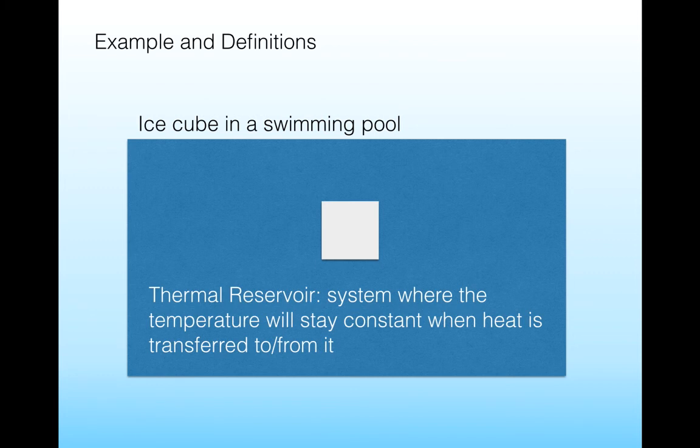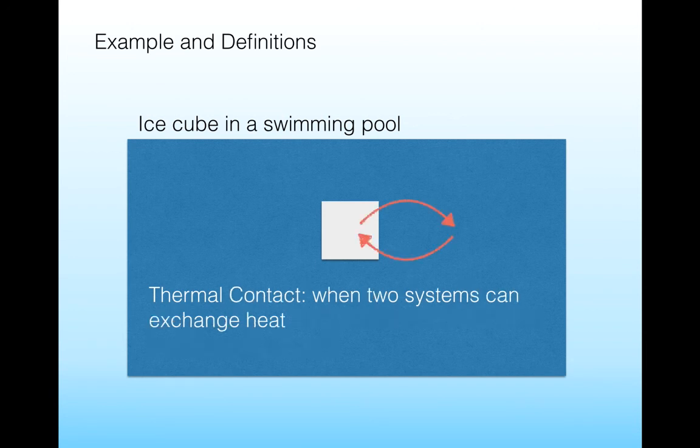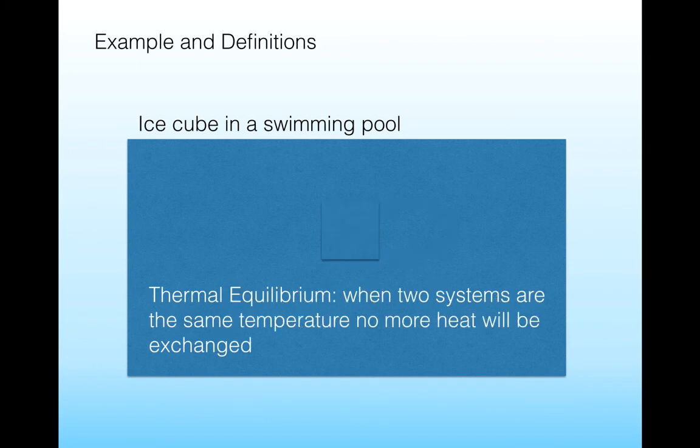This is because the swimming pool is so much larger than the ice cube. So the overall temperature of that swimming pool will not change as the ice cube both melts and then the water that was the ice cube comes to the same temperature as the swimming pool. The ice cube and the swimming pool can exchange heat because they're in thermal contact. So two things need to be in thermal contact in order to exchange heat. And this is one of the things that we need for talking about some of the systems that we're going to talk about today and for the next week.